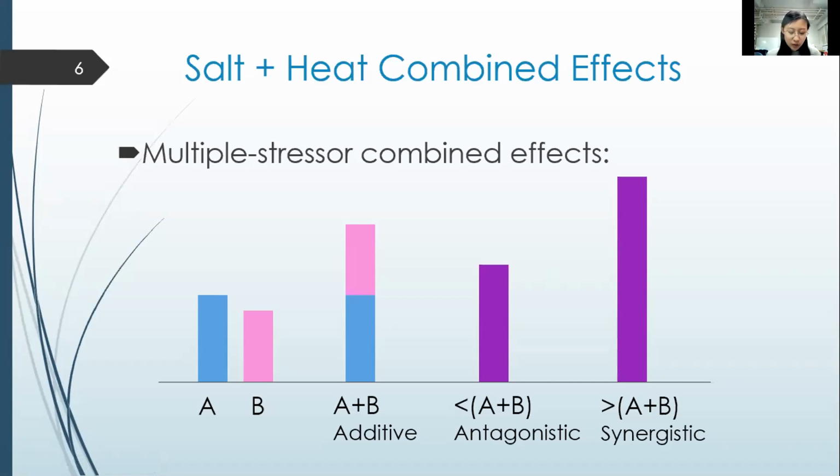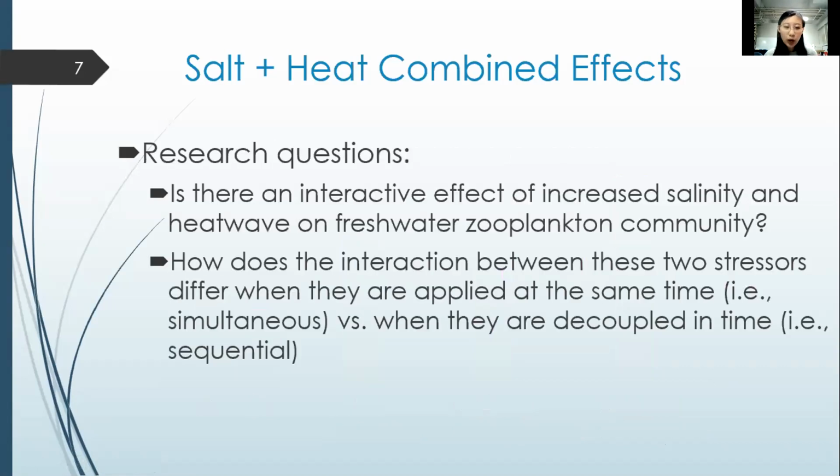And this has limited our ability to predict outcomes of future disturbances. To help fill this gap, we designed this study. So we aimed to answer mainly two research questions. One, is there any interactive effect of increased salinity and heat wave on freshwater zooplankton community? Second, how does the interaction between these two stressors differ when they are applied at the same time versus when they are decoupled in time?